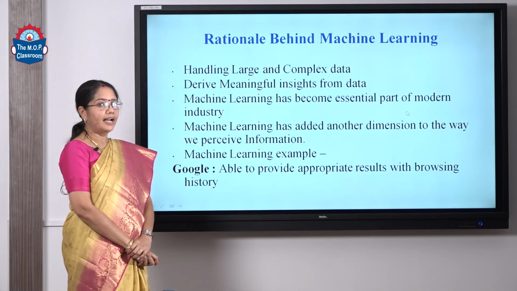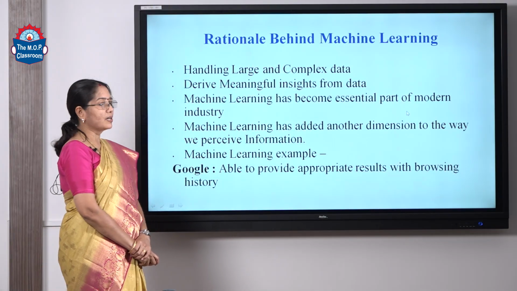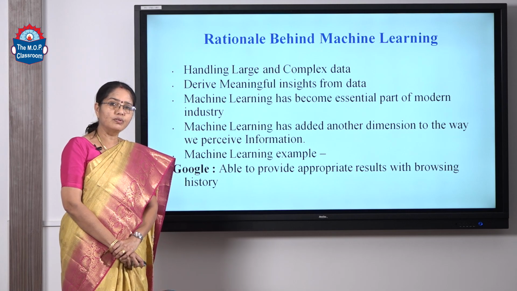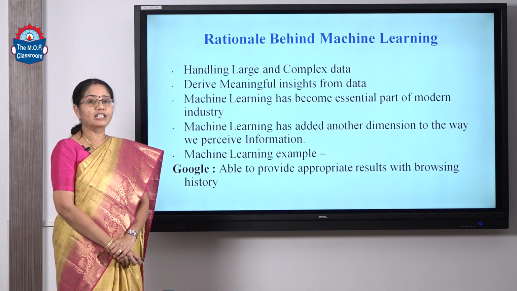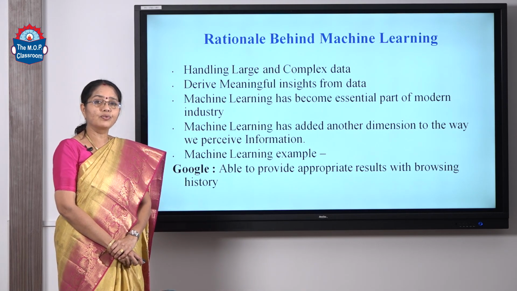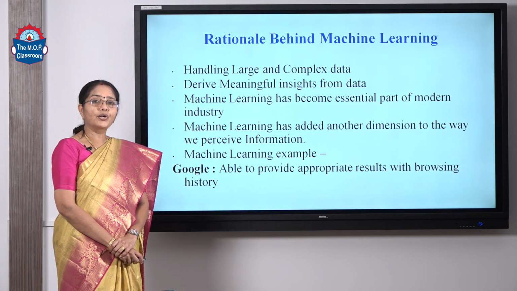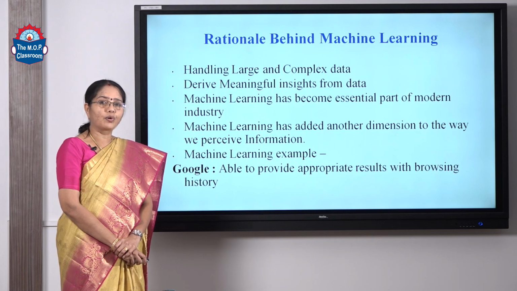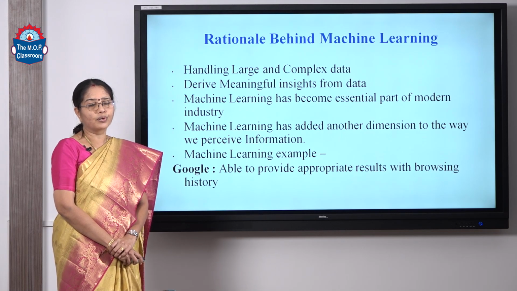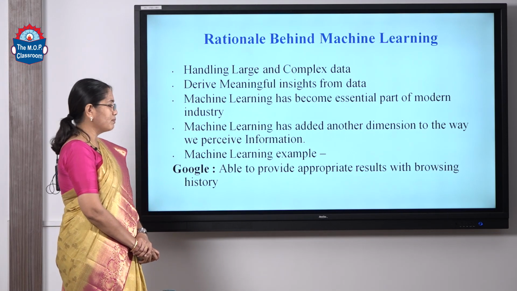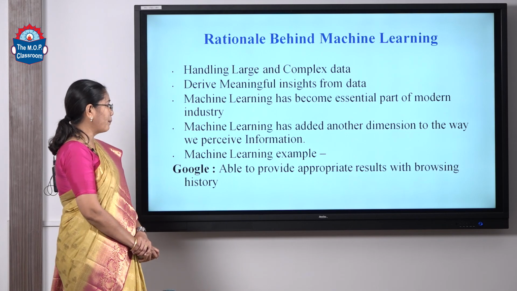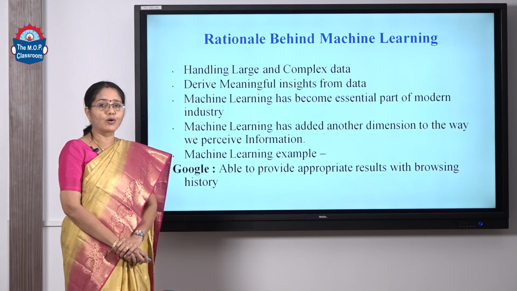Machine learning has added another dimension to the way we perceive information. Google News and Facebook News use machine learning to analyze what you read, how long you read, and the posts that you like and dislike. This personalization of information is used in machine learning in order to match your feeds based on your behavior, your location, and your mood. Google also uses machine learning to provide appropriate results with the help of browsing history.